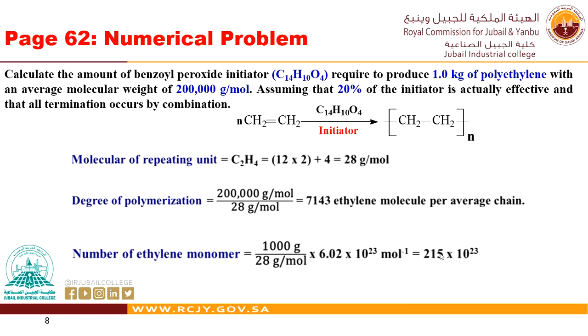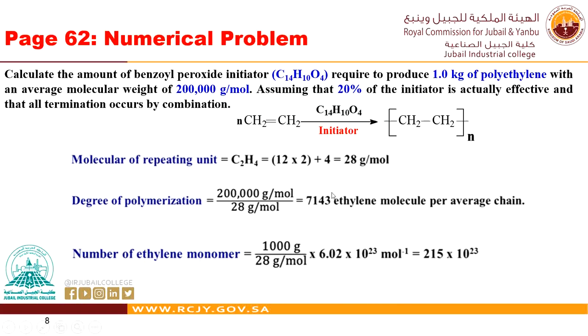For example, if I have 200 students in my class and I want them to form a chain, and each chain must contain 20 students, the number of chains, the number of lines that I will get at the end of the day, will be 200 divided by 20, which is 10. So basically, here we want to determine the number of chains of the polymer.